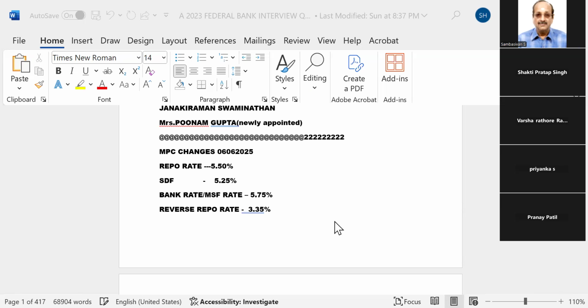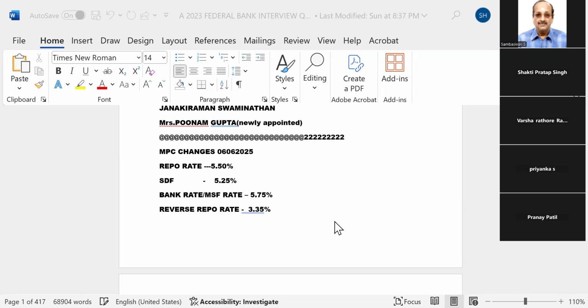What is repo rate? Repo rate is the rate at which Reserve Bank of India lends money to scheduled commercial banks for short term against government securities. That much will do.